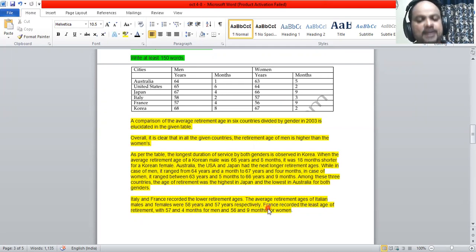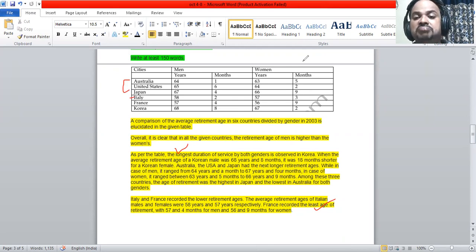We can see that France recorded the least age of retirement. You can see that France recorded the least age of retirement with 57 and 4 months for men and 56 and 9 months for women. So the least age of retirement. So we have the longest, the highest, and the least age of retirement. So we have got both the data here in this picture in the table, and we have got the things in between two. So we have got this particular range, and we have got this data too.